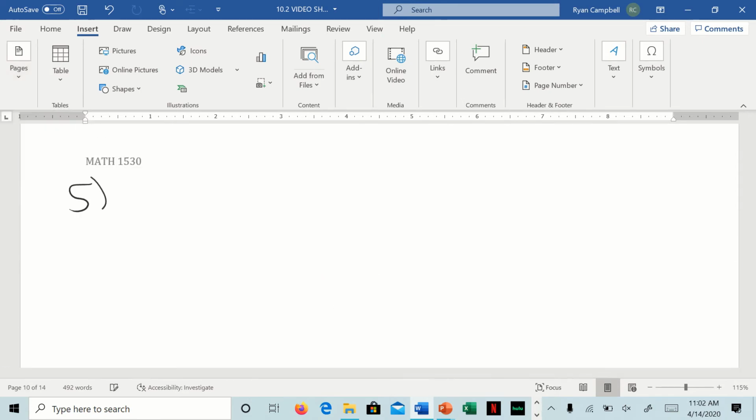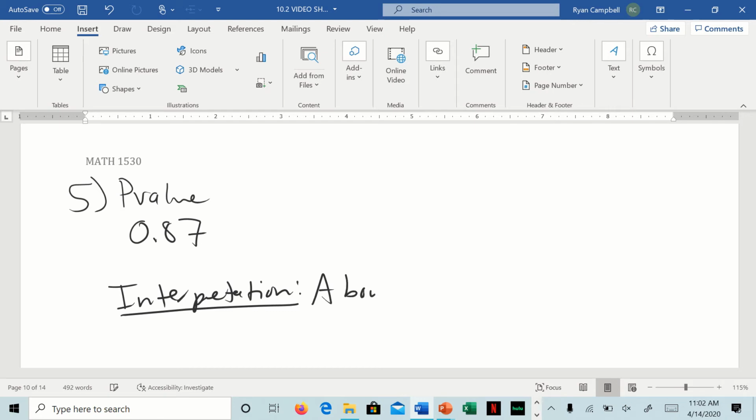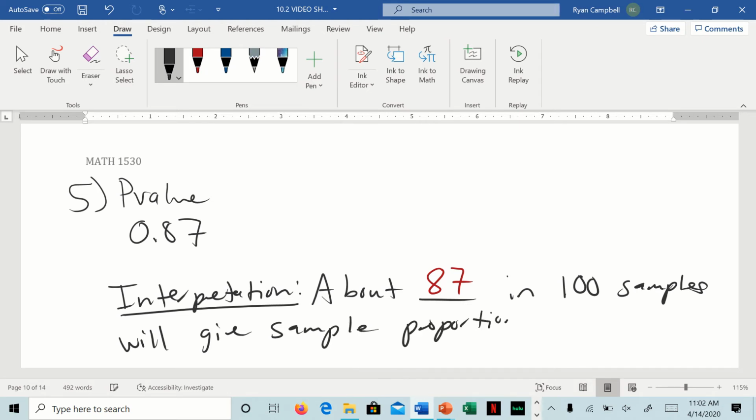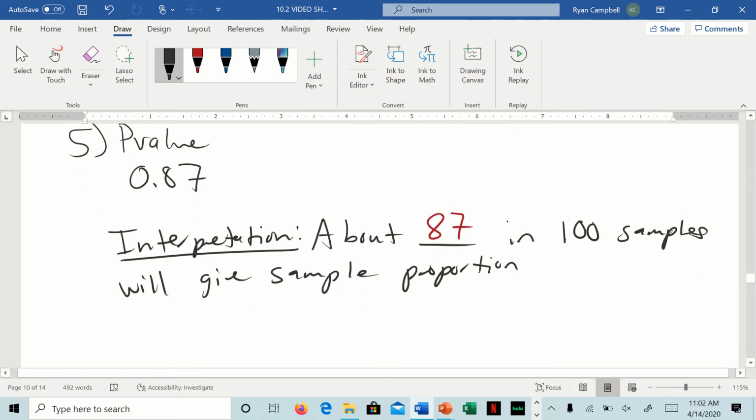Number 5, p-value. So our p-value is 0.87. So if we want to interpret that, right, so about how many in 100 samples? So pretty easy to see that it'd be 87. Will give a sample proportion, is it going to be as high or higher, or is it going to be as low or lower?